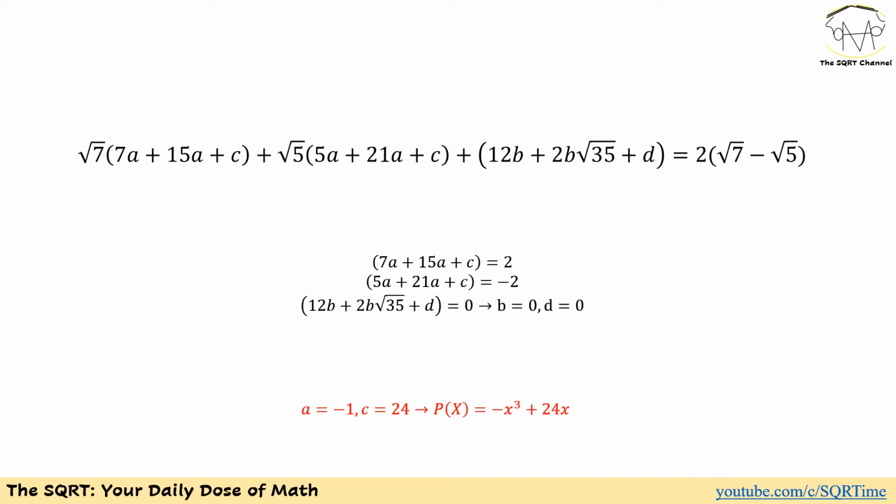As a result, we can find a polynomial like negative x to the power of 3 plus 24x that can satisfy the original problem that we had. And this is the minimum degree polynomial. And that's our final solution.